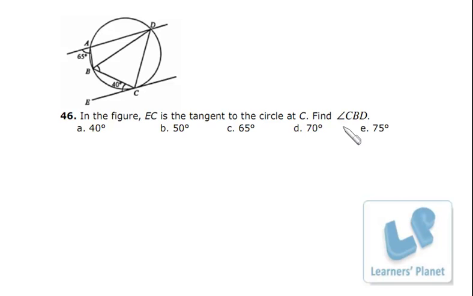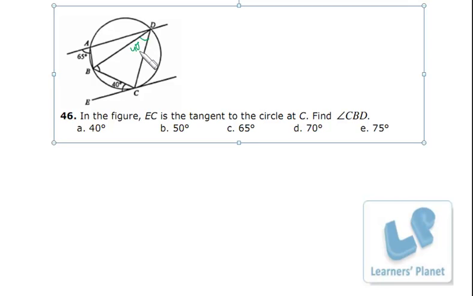EC is a tangent to the circle. Find angle CBD. CBD, that means precisely we have to find out this angle, right? First of all, this angle is 40 degrees. That means this angle must be 40 degrees. And the reason is angles in alternate segments are equal, right? This is a point of contact. From this we are drawing this chord. So this angle will be equal to this angle, right?